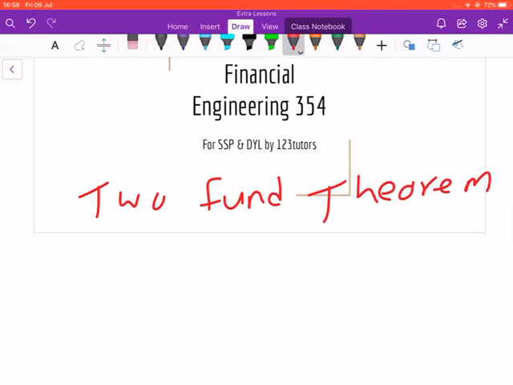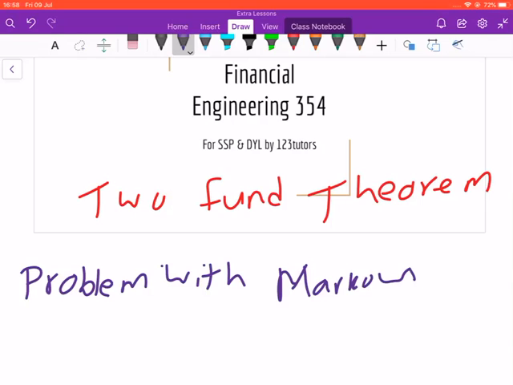Today we are going to talk about the two-fund theorem. So we know there is a problem with the Markowitz model, right? What problem does the Markowitz model have? The Markowitz model looks at all the assets in the market. So when you want to use it, you will have to build a portfolio that has a weight for every asset in the market, whether the asset is going to be short sold or you're going to take a long position. You'll have to find the weight of all the assets and take them into consideration.